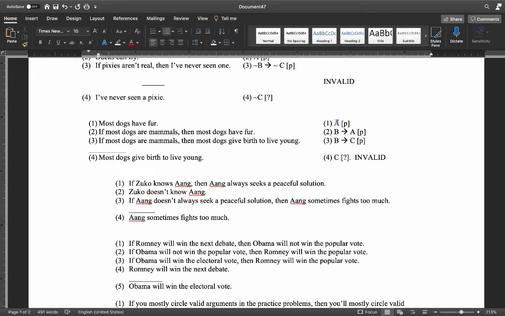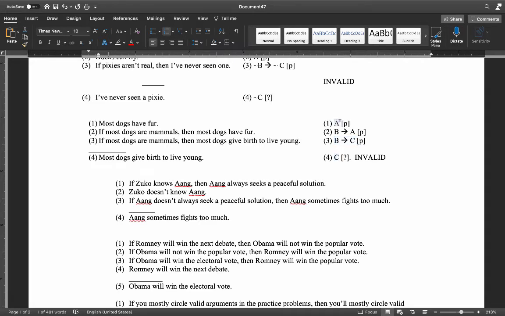We know that A is true. We know that B would tell us that A is true if B were true. So since we know A is true, and we know that B implies A, it's tempting to infer that B is true. And if you infer that B is true, you can then use that and B, then C to get to C.